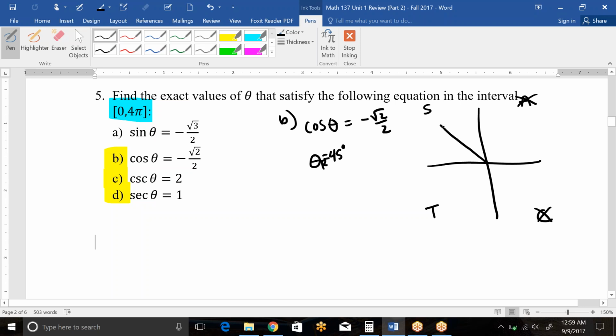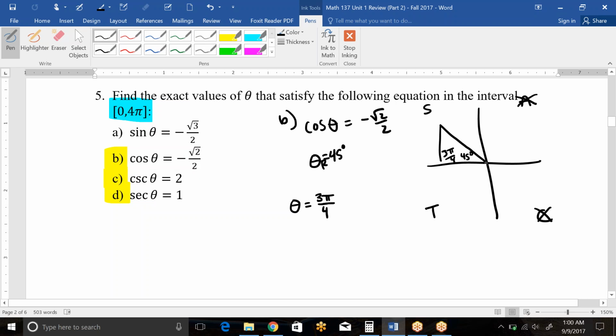So if we think about what that would look like, a 45-degree angle, we have to think about that in terms of radians. Remember, radians for 45 degrees, you go pi over 4, 2 pi over 4, this is 3 pi over 4. So that's my first answer for B. Theta, one of the answers, is 3 pi over 4, because that's where we would have a cosine value of negative square root of 2 over 2.